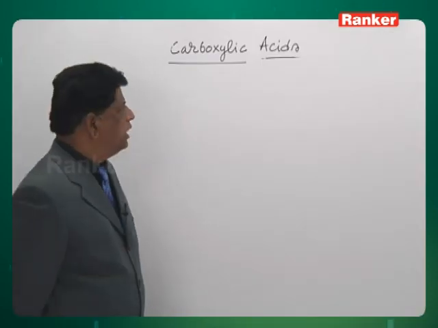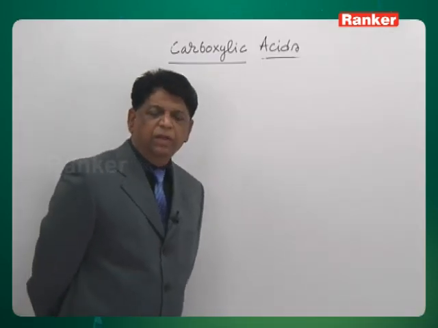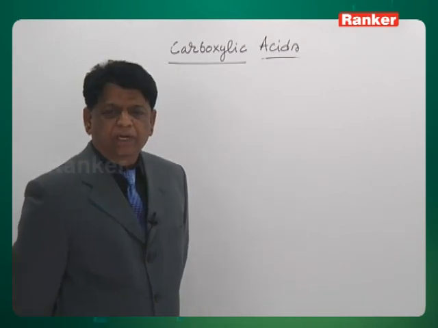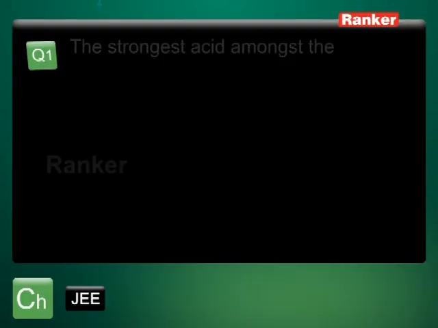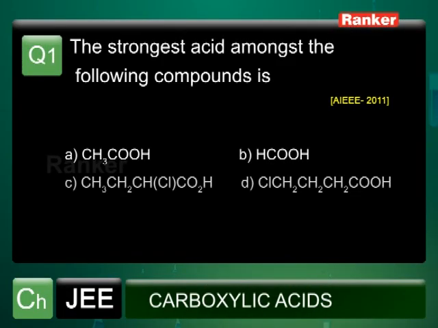So, let us go and discuss some questions from the IEEE. The recent question, a 2011 question, is the first question. The strongest acid among the following compounds. So, he wants the acid which has the most acidity. Options are given as acetic acid as the first option, formic acid as the second option.